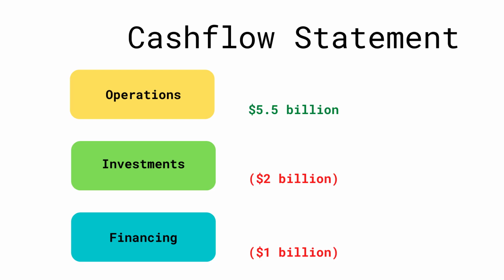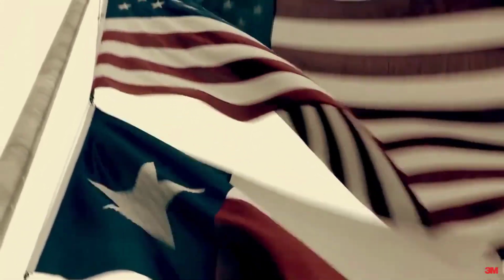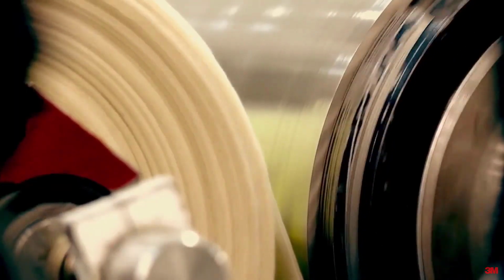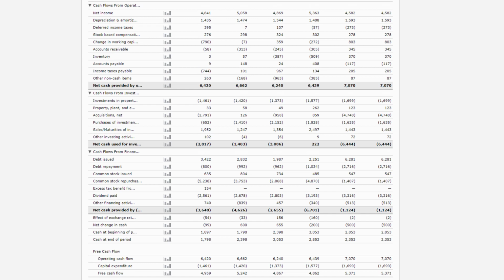The cash flow statement is divided into three parts. Cash flow from operations. This is all the cash that is flowing in when customers pay and flowing out when suppliers are paid. And this is the most important part of the cash flow statement because this is the lifeblood. This should be positive for a good cash flow statement.